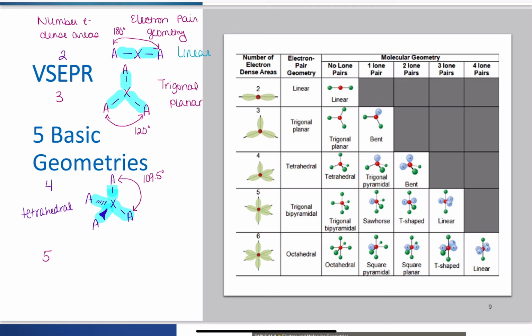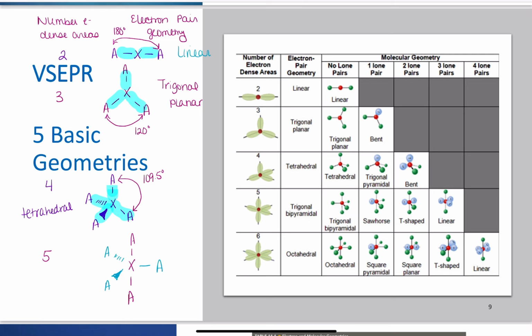If I have 5 areas of electron density, 1, 2, I'm going to draw these in a different color for a specific reason. 3, 4, and 5. So 1, 2, 3, 4, 5 areas of electron density.